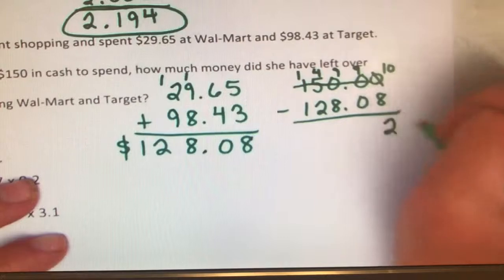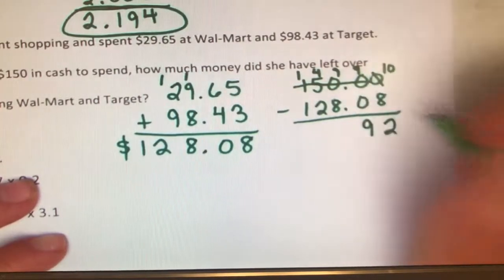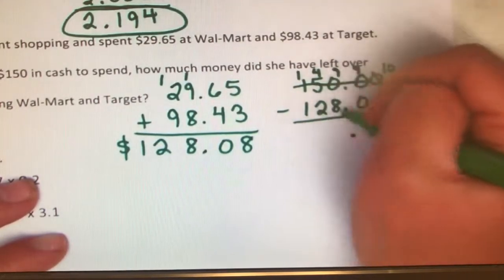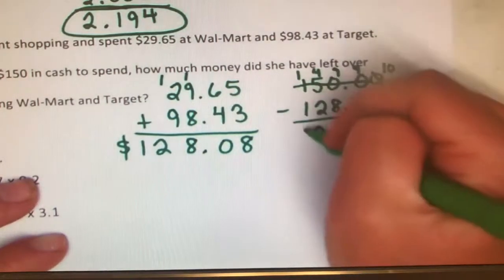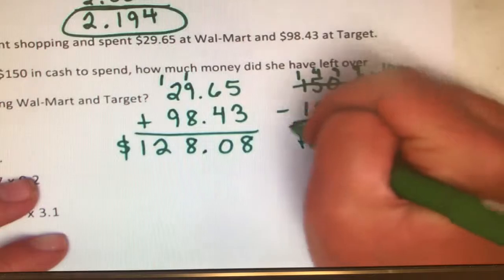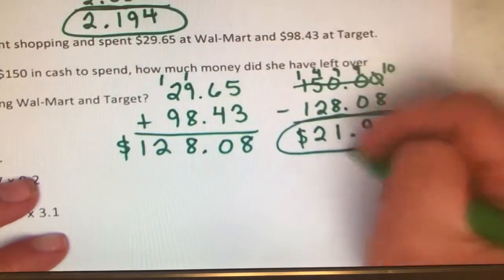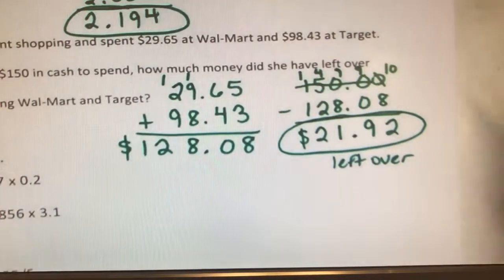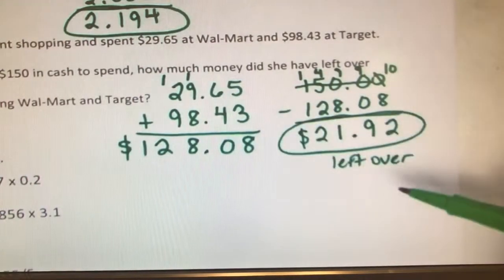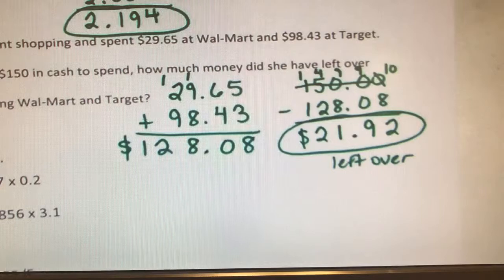10 minus 8 is 2. 9 minus 0 is 9. Bring down the decimal. 9 minus 8 is 1. 4 minus 2 is 2. 1 minus 1 is 0. So the answer is she has $21.92 left over. So that was a multi-step problem, or two-step. We added the totals first, then subtracted it from how much she had.